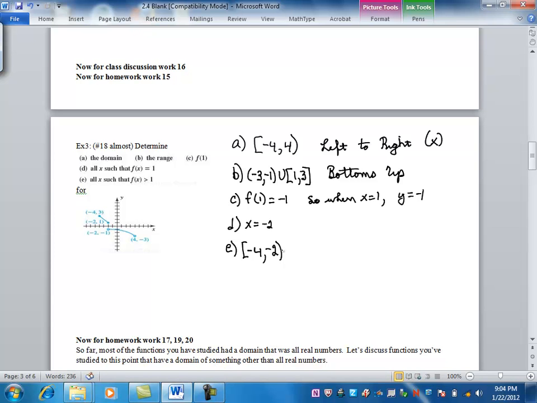Now remember, we can't include -2 here because at -2 we have determined that the y value is exactly 1, not greater than 1. So all x's, what did we find here? All x values for which y is greater than 1.